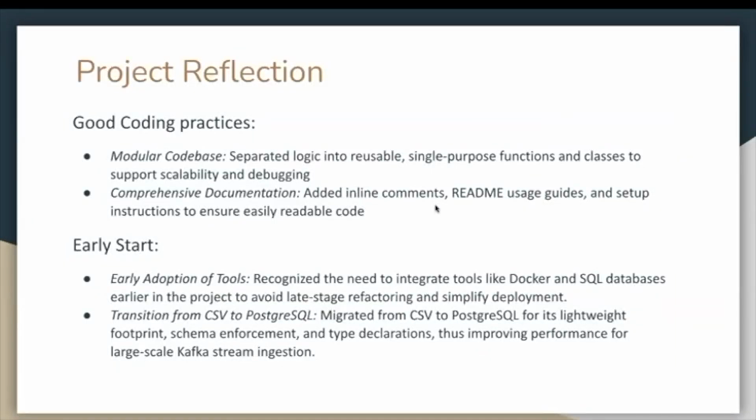Project reflection. We had four parts as part of our project reflection: good coding practices, our early start with integrating tools, configuring the Jenkins pipeline, and finally reflecting on the models that we used. In terms of good coding practices, we had a modular code base and comprehensive documentation to support it. We used separation of logic, and we broke down our code into single purpose functions and classes so that we could debug any issues. We had also set up a robust README file with all the usage guides, and this would help to easily understand the instructions of how to use our code.